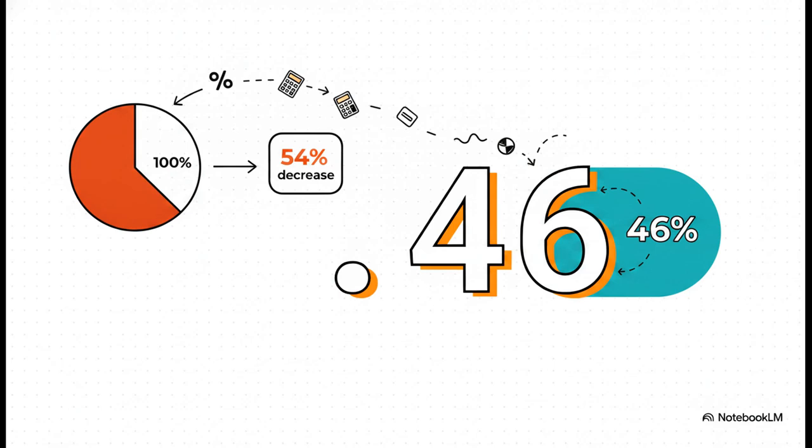Let's find the multiplier for a 54% decrease. Just walk through the logic with me for a second. You start with your full 100%, and you take away 54%. That leaves you with 46% of the original amount. Convert that to a decimal, and there it is. Our instant multiplier is 0.46.